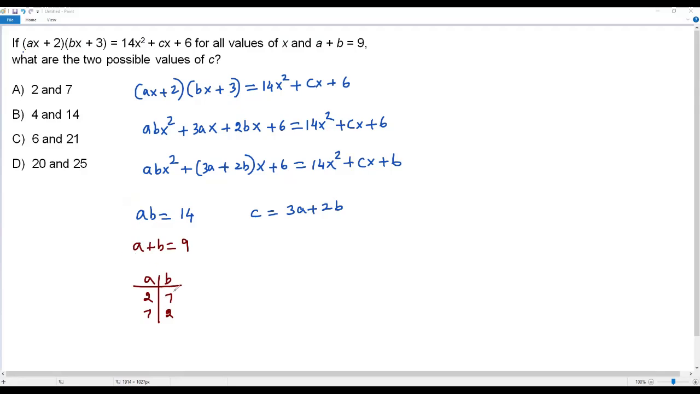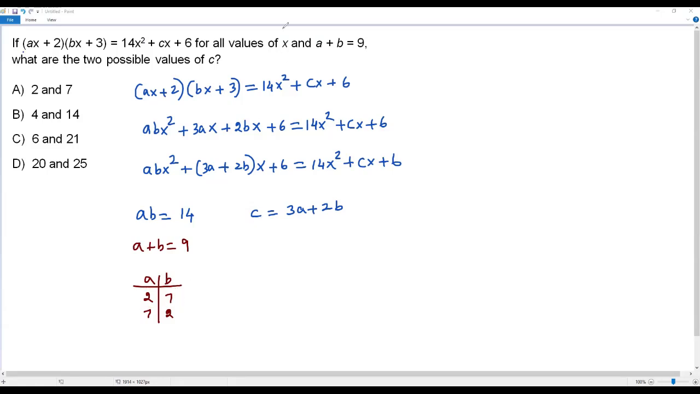When I take the first pair, 2 and 7, multiplying 2 and 7 gives 14, and adding 2 and 7 gives 9. Now let's consider the second pair. Multiplying 7 and 2 gives 14, and adding 7 and 2 gives 9. So we get two different pairs of values for a and b, such that ab = 14 and a + b = 9. Now let's consider the first pair of values for a and b and find the value of c.